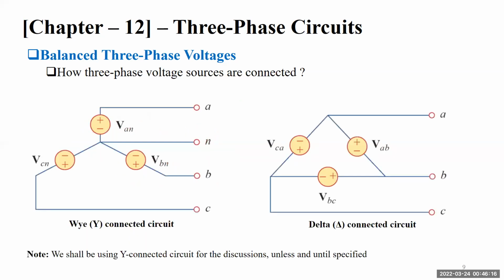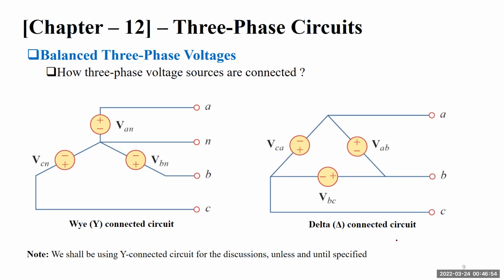So how are these phase sources connected? There are two ways in which these three phase sources can be connected. On a generator, when these three phases are generated, they can be taken out in a Y connected fashion, where you have a neutral wire, and each phase is with respect to the neutral, AN, BN, CN, and you can always have voltages between AB, BC as well.